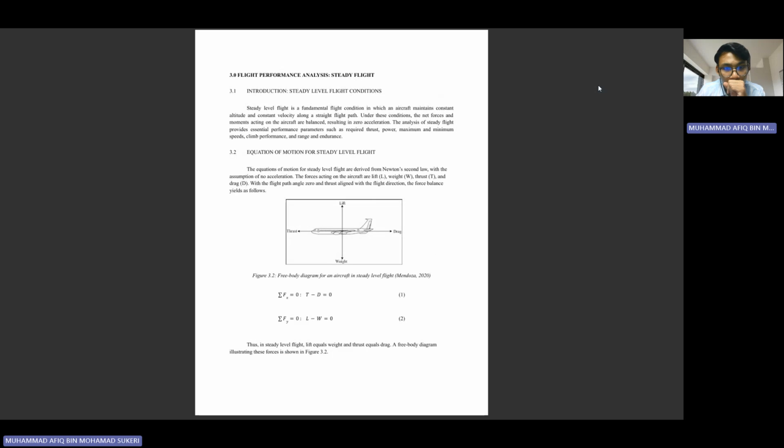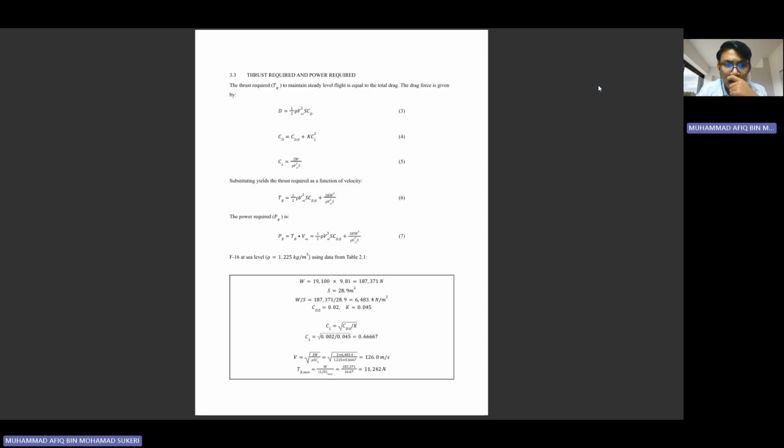All right, steady level flight. In steady level flight, lift is equal to weight and thrust is equal to drag. So the aircraft is in a static position because the summation of forces is equal to zero in both the x and y directions. We establish several equations for thrust required and power required, starting from the basic drag equation toward getting thrust required as a function of velocity, and power required, which is the velocity times the thrust.